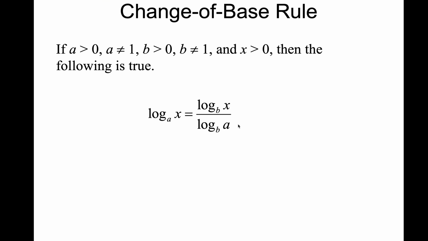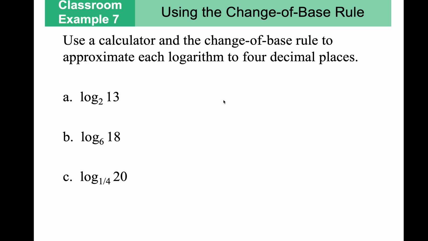So if you look at this, I have log base a of x is equal to the log base b of x over log base b of a. So the a becomes the denominator, the x becomes the numerator. If I was going to choose this, I would do this as log base 10 of 13 divided by log base 10 of 2. So I can type it in a calculator. Log base 18 divided by log 6. So I'm using that base 10 there.